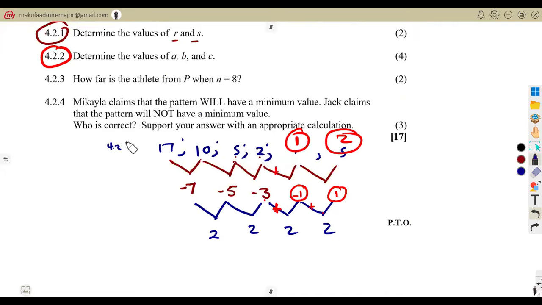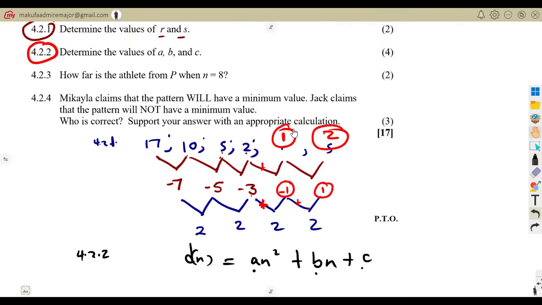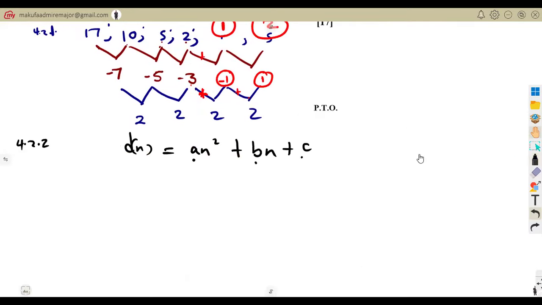All right, so this was 4.21. On 4.22, given an squared, we're supposed to find the value of a. Remember our second difference, which is 2. So from our second difference, 2a is equal to 2. Guys, we are still back to our quadratic. So what is the value of a?